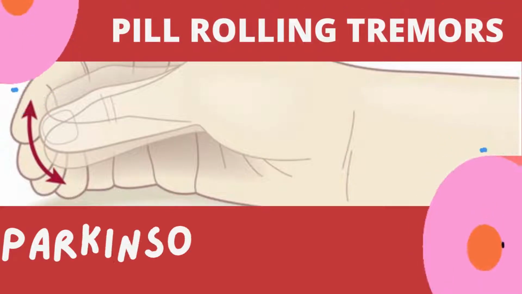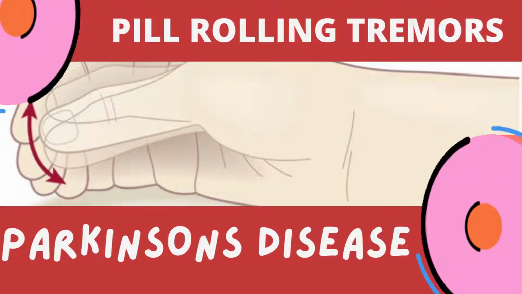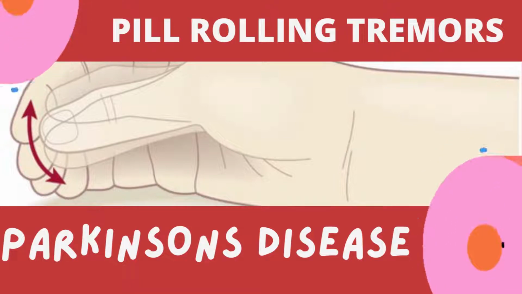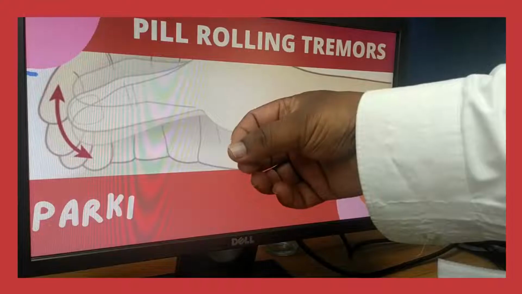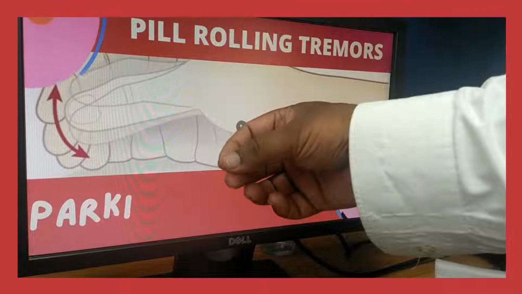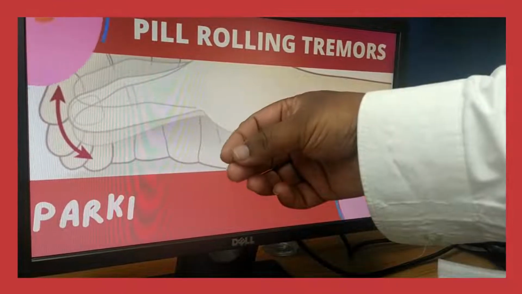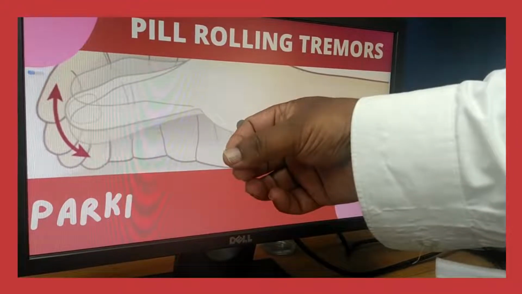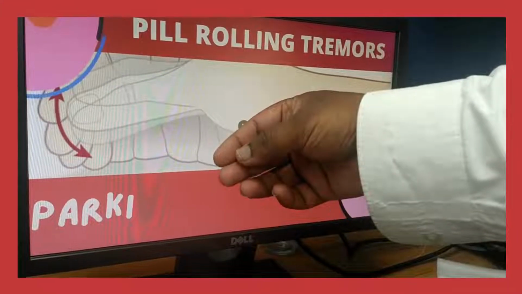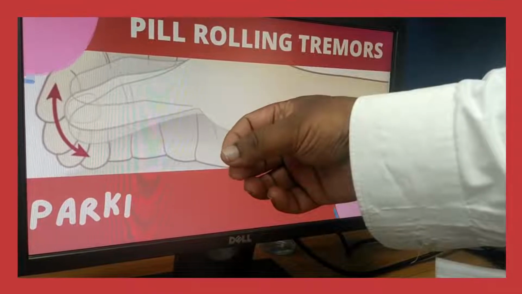Number 15 is pill rolling tremors. The word itself tells you: pill is nothing but a round tablet. It is when the patient, without having anything in the hand, makes a movement as if he is rolling a pill in his hand. As shown in this video, I have demonstrated what a pill rolling tremor is. They will be continuously moving like this.